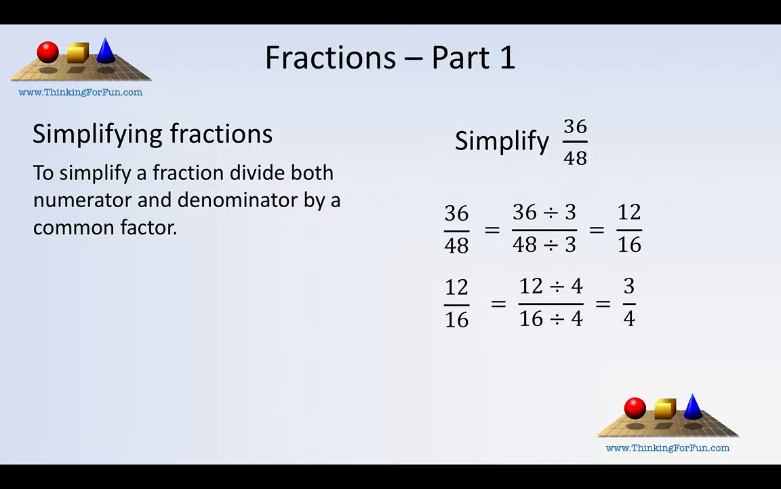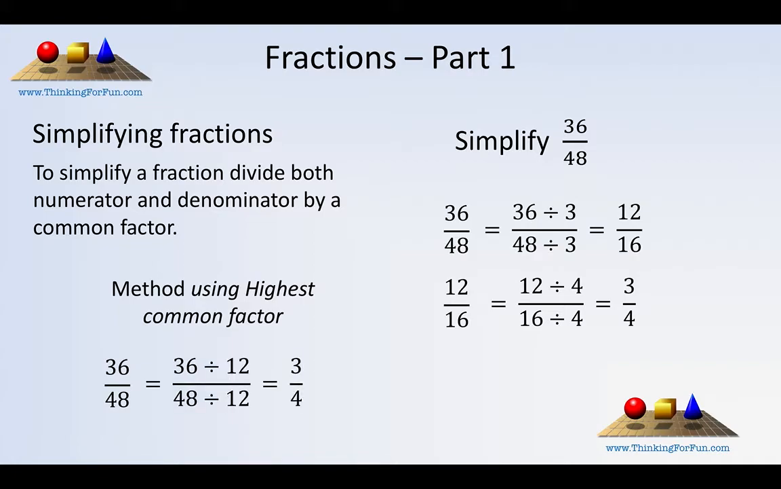Normally when trying to simplify a fraction, we start by finding the highest common factor first, which is 12 in the case of 36/48. Dividing both top and bottom by the highest common factor gives you the fraction in its simplest form in one step.